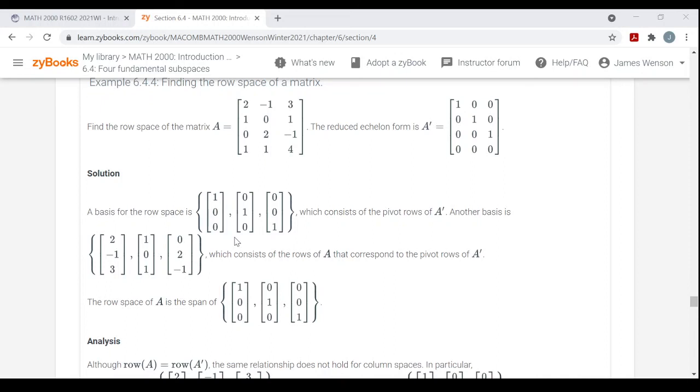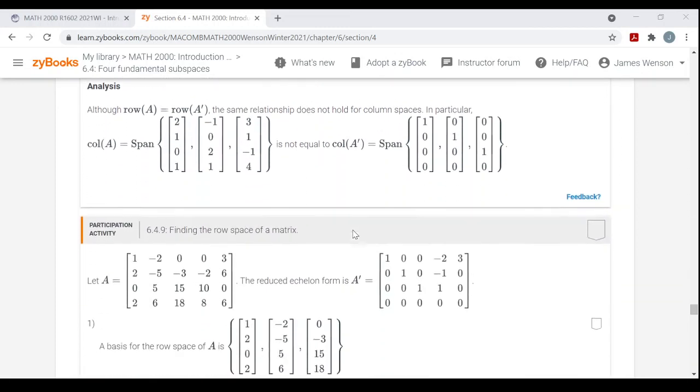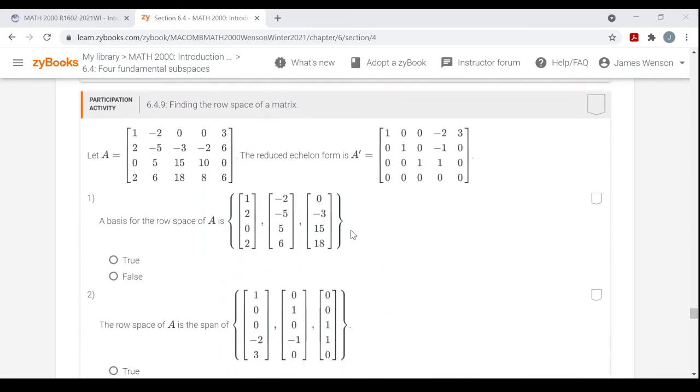Again, this is only for the row space of a matrix. Can you keep the pivot rows? For the column space, you couldn't keep the pivot columns. You had to use the columns from the original matrix that corresponded to the pivot columns. So just be careful. Again, they have you doing this here.